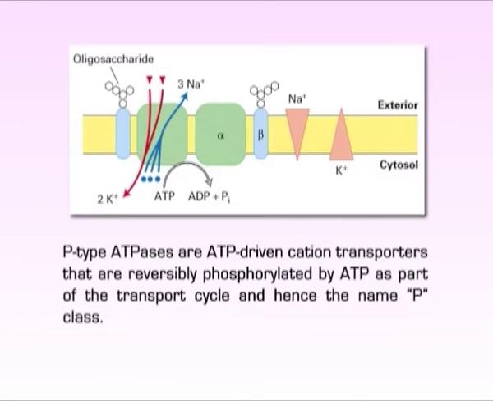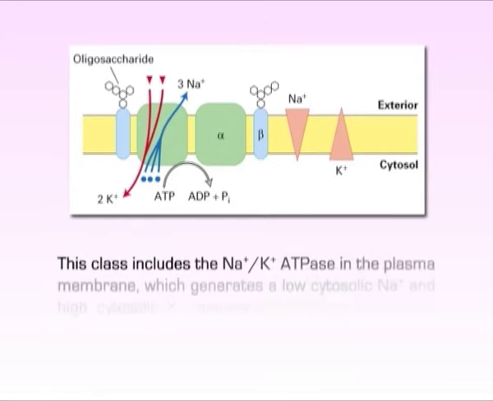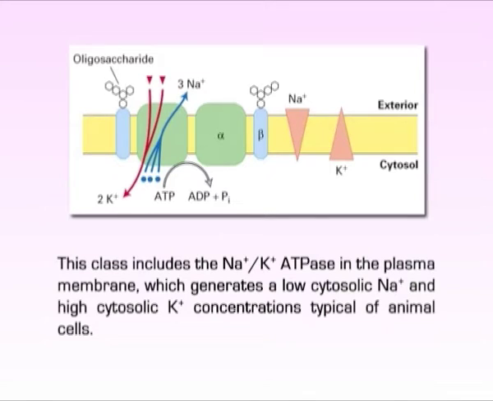P-type ATPases are ATP-driven cation transporters that are reversibly phosphorylated by ATP as part of the transport cycle, and hence the name P class. This class includes the sodium-potassium ATPase in the plasma membrane, which generates a low cytosolic sodium ion and high cytosolic potassium concentration, typical of animal cells as shown in the diagram.